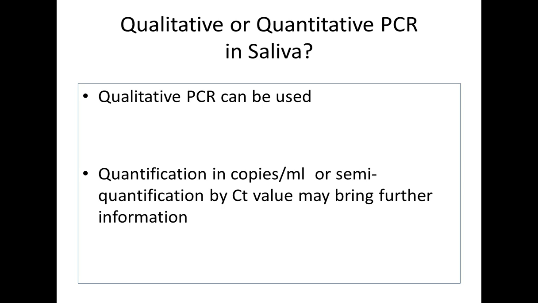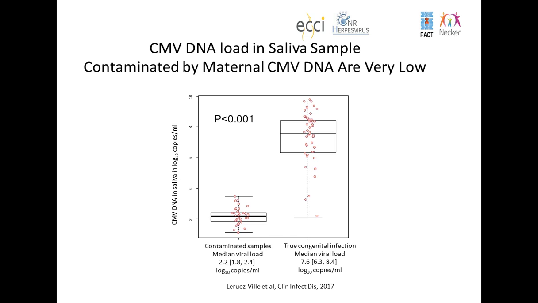Qualitative PCR can be used for diagnosis, but quantification in copies per ml or semi-quantification by CT value may bring further information. For example, it can discriminate between contaminated samples and true congenital infection. You see on that slide that in contaminated samples, the median viral load is extremely low, 2.2 log copy per ml, while in true congenital infection, the median viral load in saliva sample is very high, 7.6 log copy per ml.